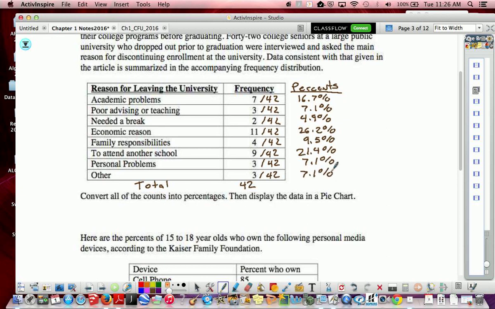Okay. So 16.7%, 7.1 were the first two I did. Need a break is 4.9%. Economic reasons, 26.2%. Family responsibilities, 9.5%. To attend another school, 21.4%. Personal problems, 7.1%. And all other reasons, 7.1%. So, we got them all converted into percentages. Then the next thing it asks us to do is display the data in a pie chart.